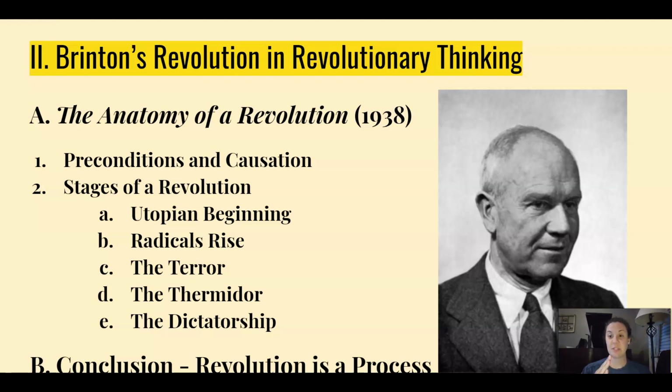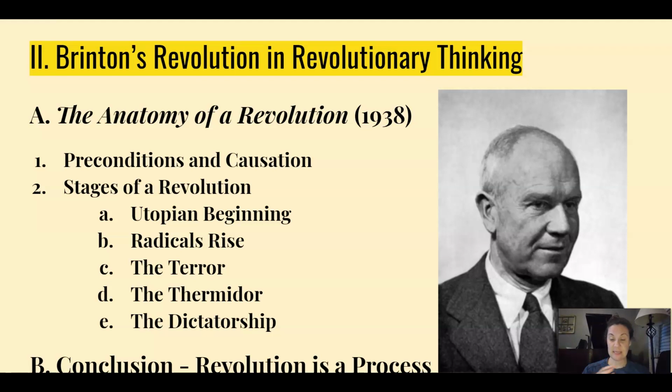Then he says that the pendulum swings all the way to the left, and we enter into the terror. And if you've studied the French Revolution, you know what that's probably referring to. This is when the radicals tried to purify the ideals of the revolution to the point of shedding blood. So in the case of France, this is where we see the mass use of the guillotine to eliminate the enemies of the revolutionaries. So in France, obviously, this went to the extreme of killing the king and his wife.